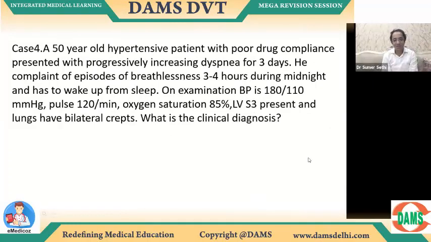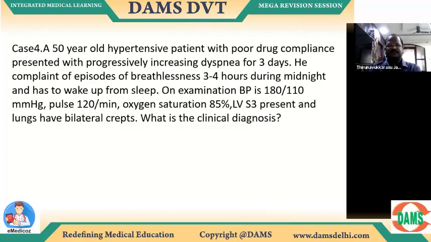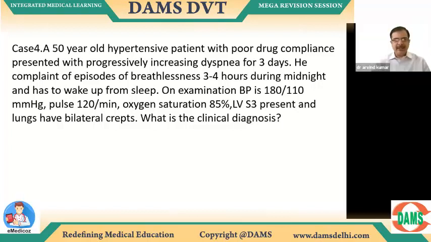Dr. Arvind, all yours. Okay, next clinical scenario: a 50-year-old hypertensive patient with poor drug compliance presented with progressively increasing dyspnea for 3 days. There are episodes of breathlessness 3 to 4 hours into the night, and the patient has to wake up from sleep. On examination, blood pressure is 180 by 110, pulse is 120, oxygen saturation is 85%, there is a left ventricular S3, and the lungs have bilateral crepitations. What is the clinical diagnosis?